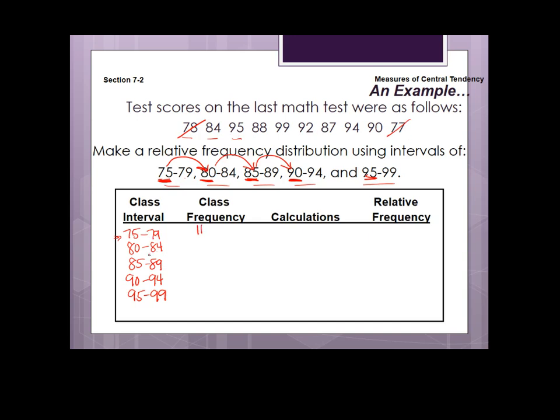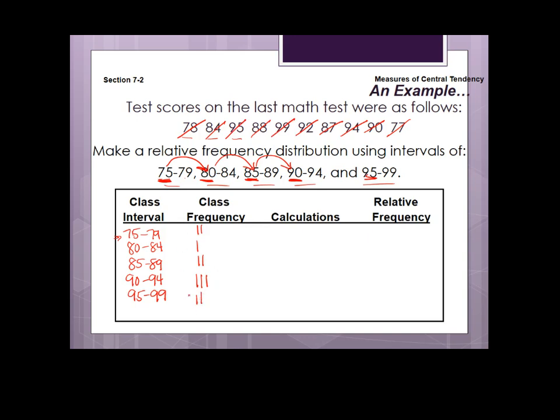Okay, so now the next frequency, 80 to 84, we'll look at that interval. I've got an 84, and it looks like that's it. Now the next interval, 85 to 89, I've got an 88, an 87, and that's it. From 90 to 94, I have a 94, I've got a 90, oh, forgot this one, and a 92. And then from 95 to 99, I've got a 95 and a 99.